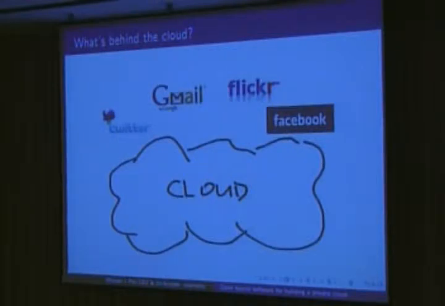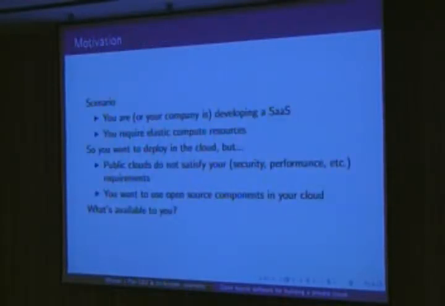The reason we want to know what's behind the scenes is if you're trying to develop a SaaS application and you require elastic compute resources, and you want to deploy in the cloud, but you can't use a public cloud like Amazon because of security or performance requirements. So you want to use open source components in your cloud. So the question is, what's available to you?